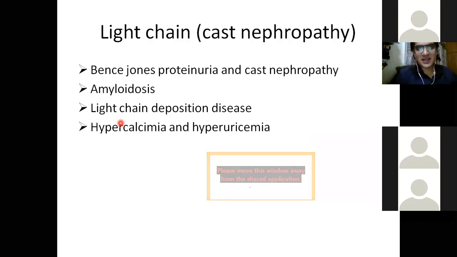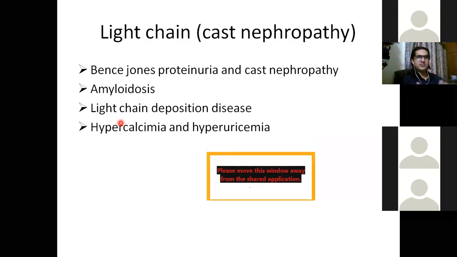One last thing is cast nephropathy. And this cast nephropathy occurs in patients with multiple myeloma. In multiple myeloma, the patient is excreting Bence Jones proteins in the urine. So this protein deposits in the interstitium. It forms casts, which is called cast nephropathy, right?